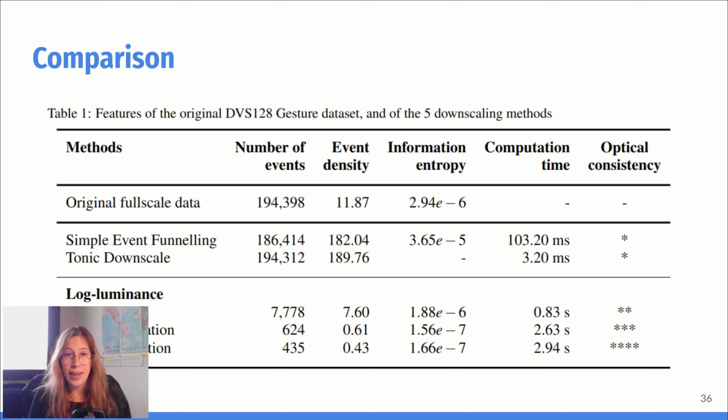However, using event counts, the number of events decreases to 7,000 on average per sample, and with linear and cubic estimation to 600 and 400 events. This is more what we would like to do.